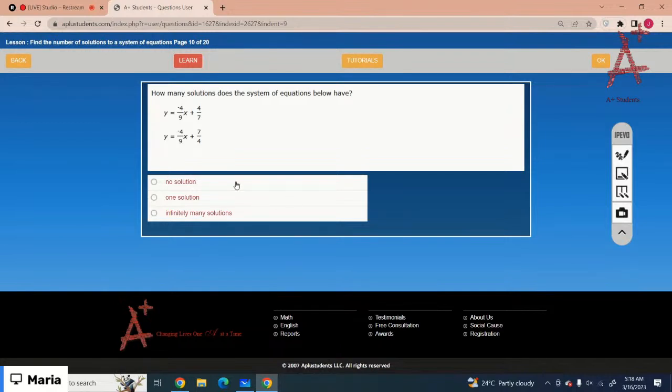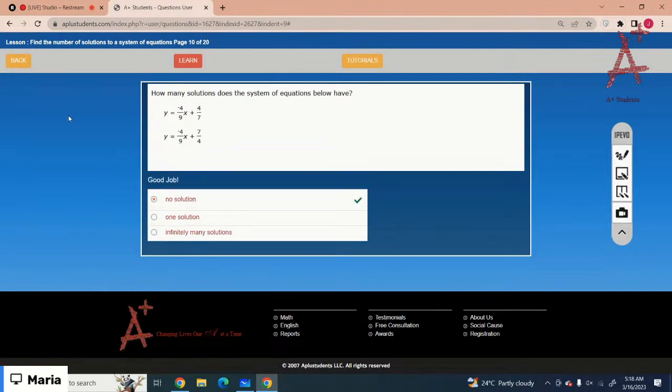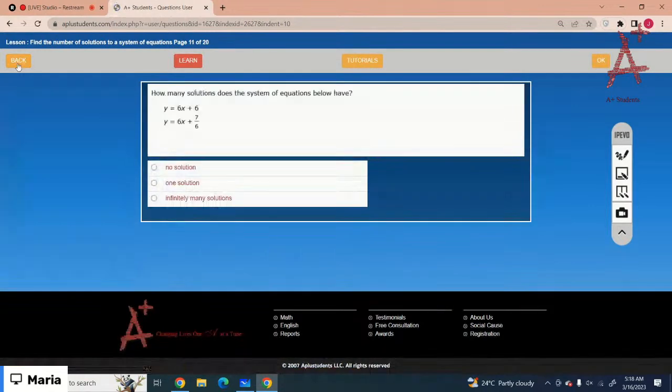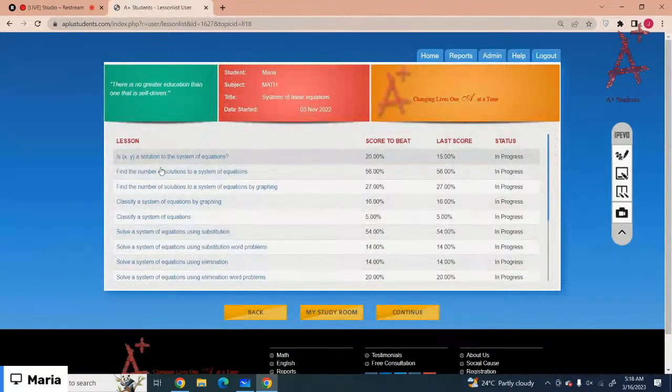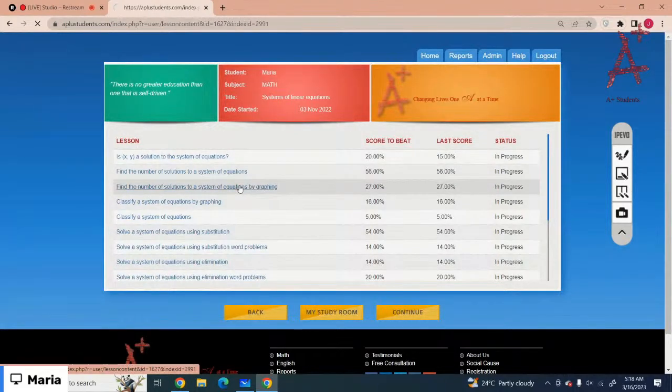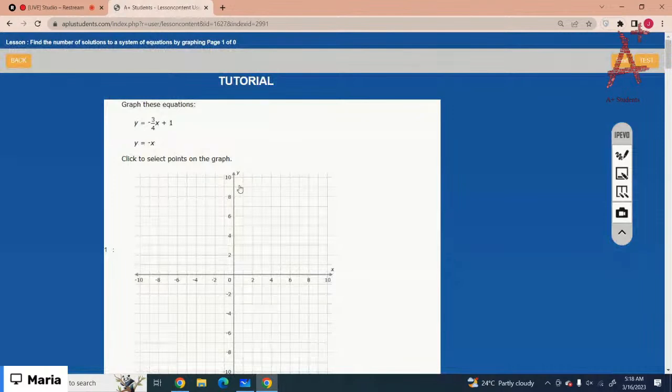Okay, you can complete the rest by yourself later today. Let me just move on to the next lesson. And the next lesson is finding the number of solutions of a system by graphing. So now we're going to find the solutions of the system of equations by graphing. We're going to graph the equations and see how many solutions the equations have. Got it?